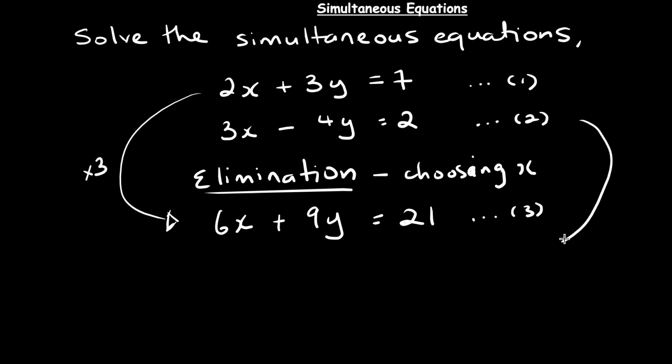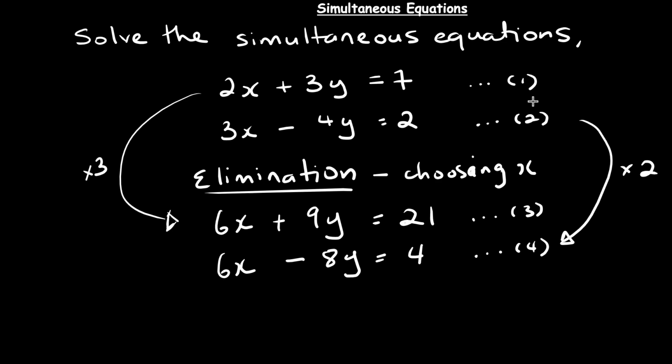Now, I'm going to multiply my second equation as well. If this is 3x and I need it to be 6x, I'm going to have to multiply this by 2. So 2 times 3x is 6x. 2 times negative 4y is negative 8y. 2 times 2 is 4. And just for continuity, I'll call that equation 4. Now I have my two equations. They're roughly the same equations because I multiplied each by a factor, 3 for the first equation and 2 for the second equation. And so the relationship between each of these terms is still the same, because each term has been multiplied by the same number.